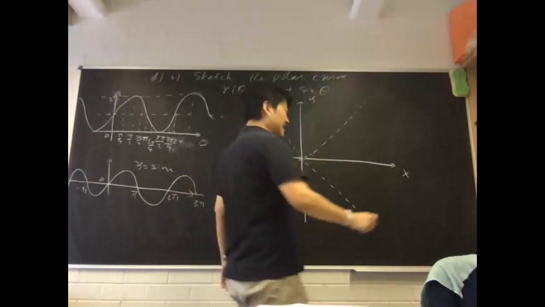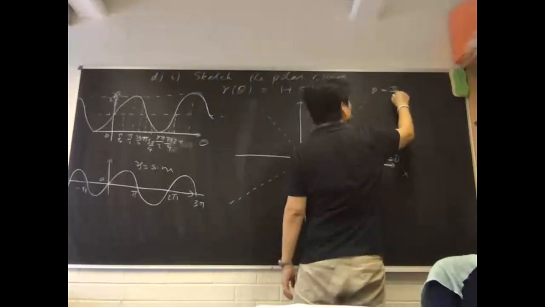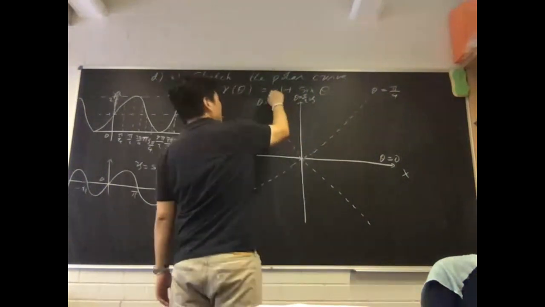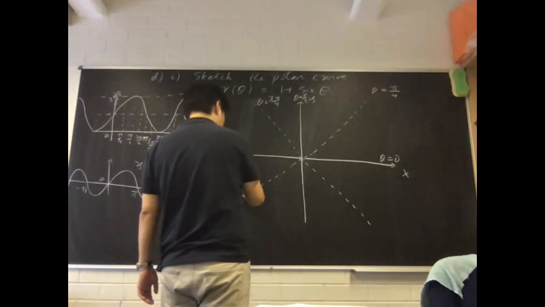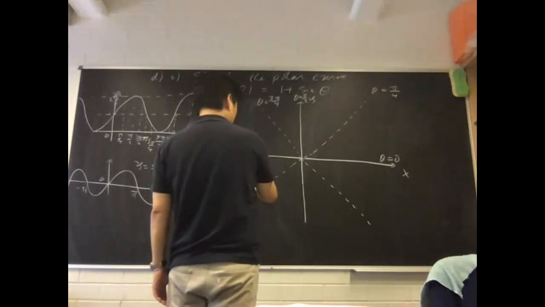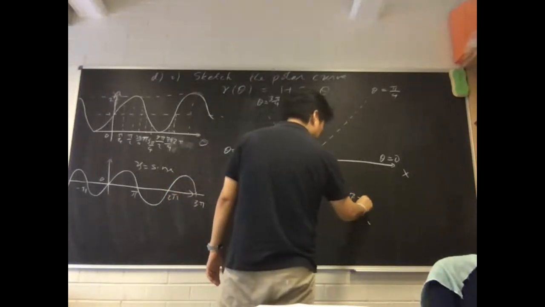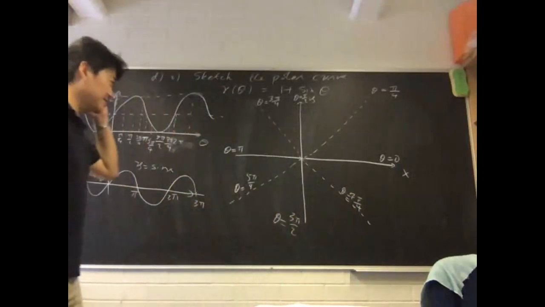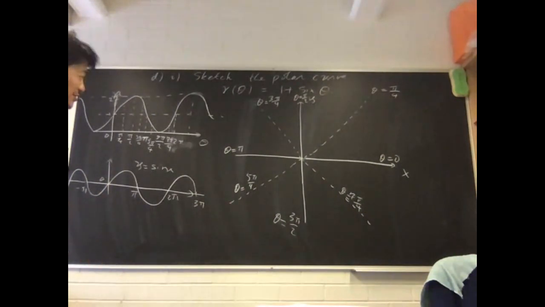So the positive x-axis, that's theta equals 0. That's theta equals pi over 4. That's theta equals pi over 2, right? That's theta equals 3 pi over 4. That's theta equals pi, and theta equals, let's see, 5 pi over 4, 3 pi over 2, right? And 7 pi over 4.